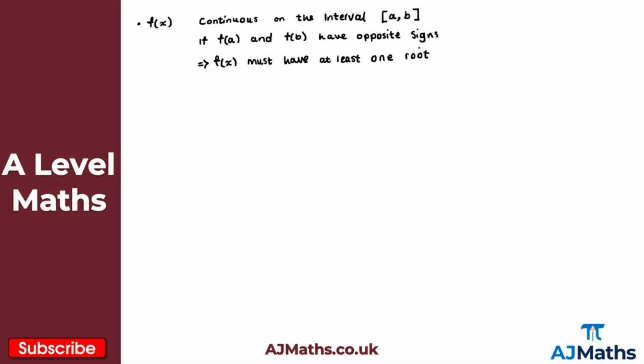In this case, I'm going to call this root x, but another common letter to use here is the Greek letter alpha. You'll see that quite often in questions. Like I said, I'm using x here, but alpha is also very common. So f of x must have at least one root x, which satisfies the following inequality: x being between a and b.